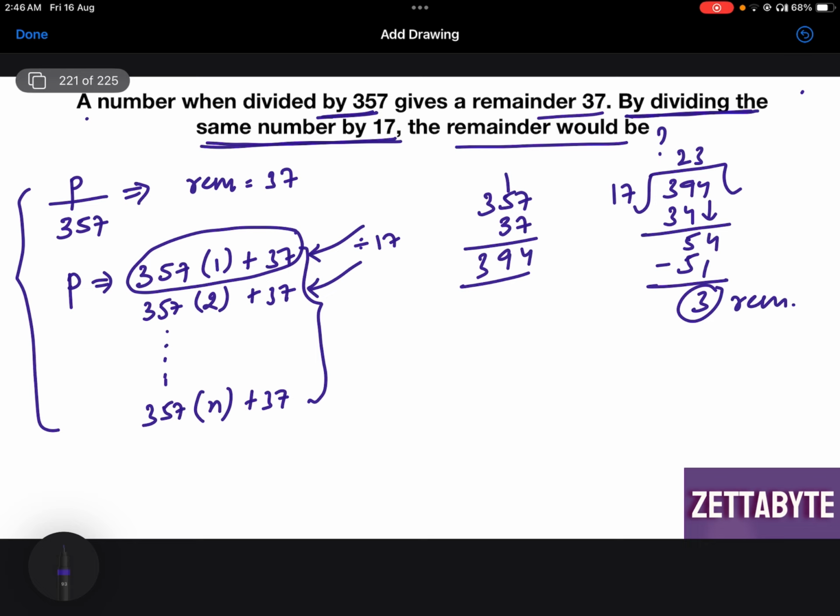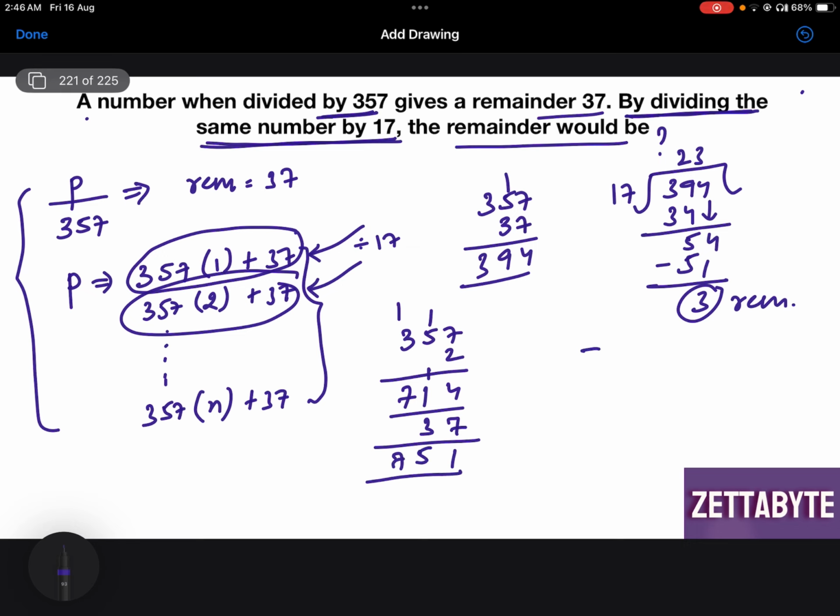So even if I wouldn't write all of this down, this question is actually just a sitter question, right? And I can also prove it if I take the second number, 357 times 2. So 357 times 2 would be 714. If I add 37 to it, I'm going to get 751. 751 when divided by 17. So 17 times 5 is 85, sorry, 17 times 4 is 68.